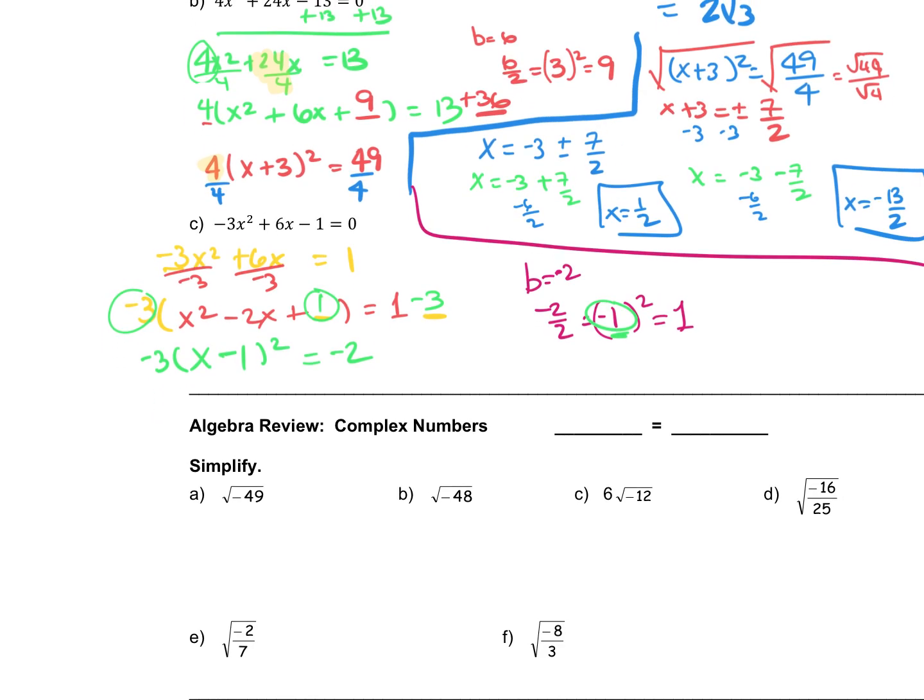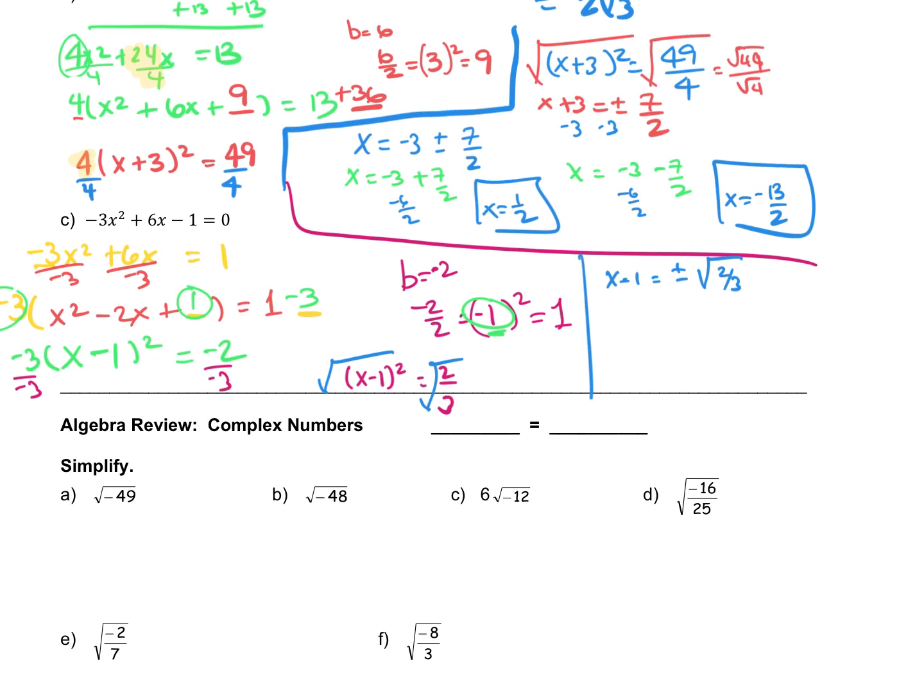Okay, I can't take the square root yet because of that negative 3. So divide both sides by negative 3. You wind up with, and I'll write it over here, (x minus 1) quantity squared equals a positive 2/3. So now we can take the square root of both sides. Square root of this, square root of this. So I have x minus 1 equals plus or minus the square root of 2 over 3.